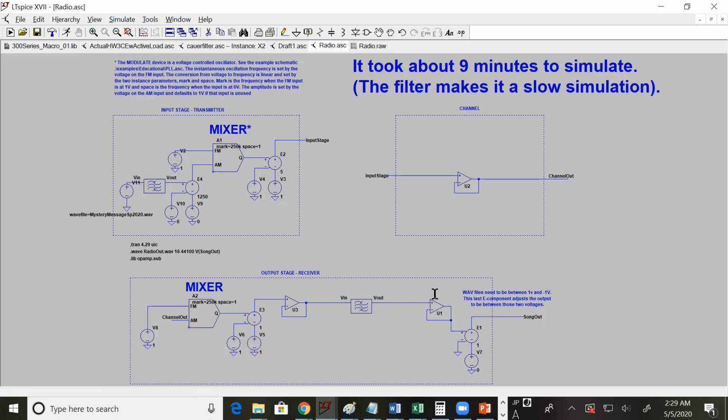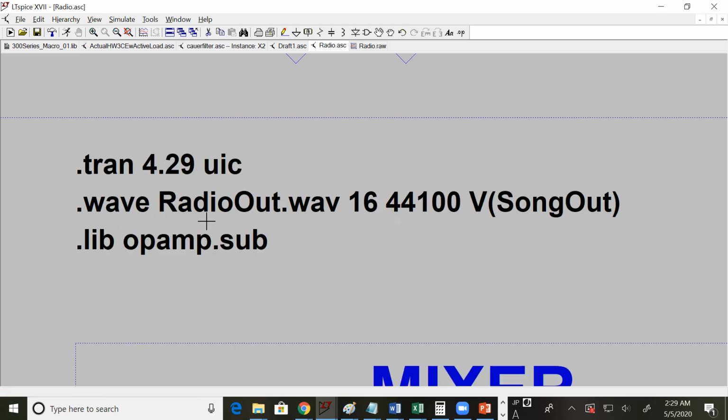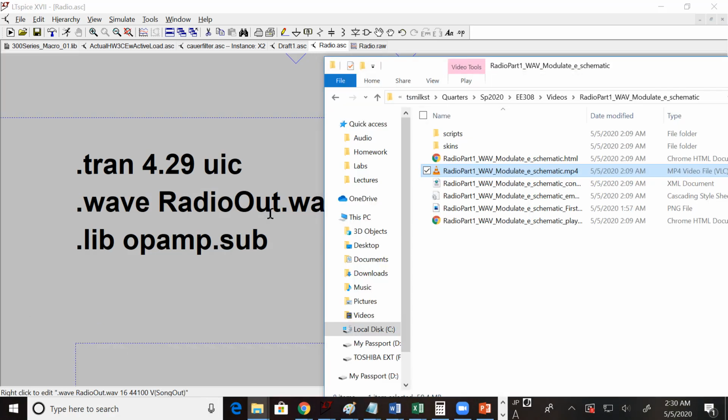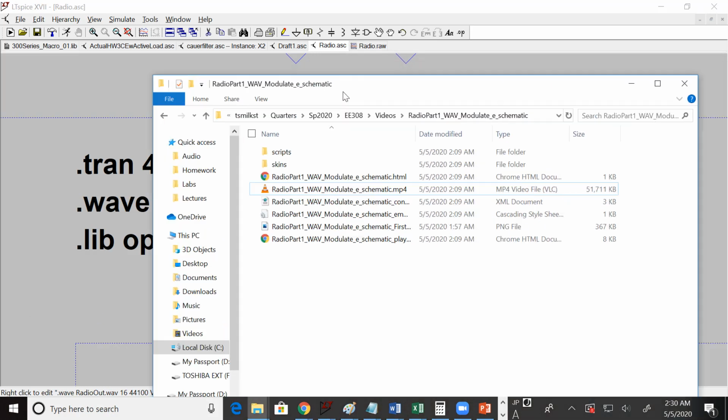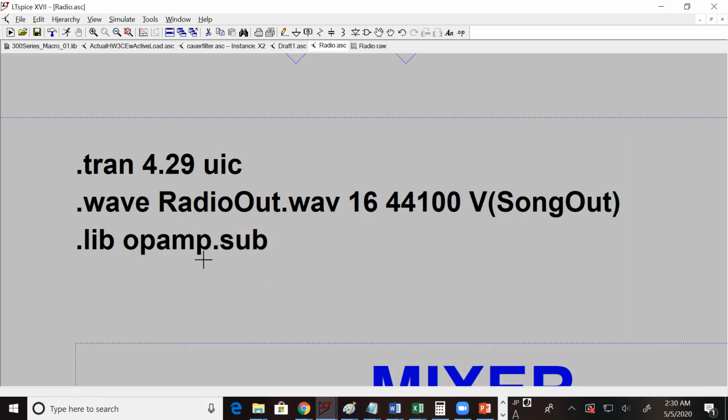And then we are dumping this output signal to a WAV file with this directive, and it shows up as your radio out in the same folder. Whoops, I changed my folder path. But if you look in the folder where you ran your simulation, you should have a new file called radiout.wav. If you double click on that, you can listen to it and see what the message is.